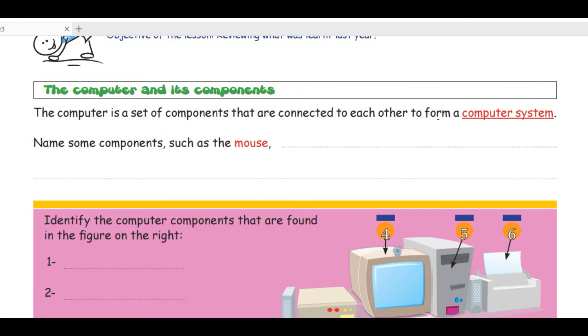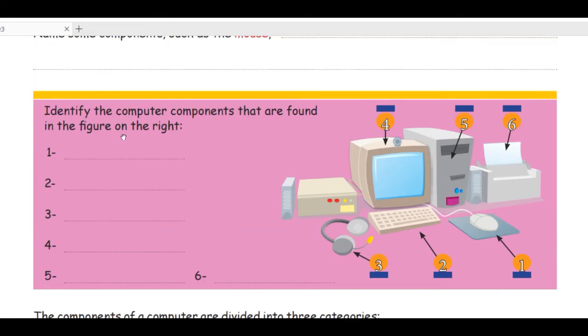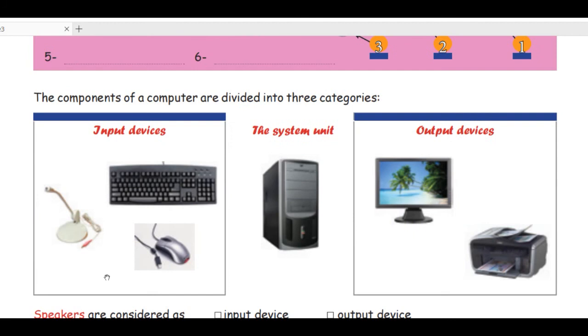And then you will ask students to name some of the components they remember, like the mouse, and they will continue by writing screen, keyboard, printer, microphone, speakers, and so on. And after that, there is a picture of the main components where the student is asked to fill them in on the paper.